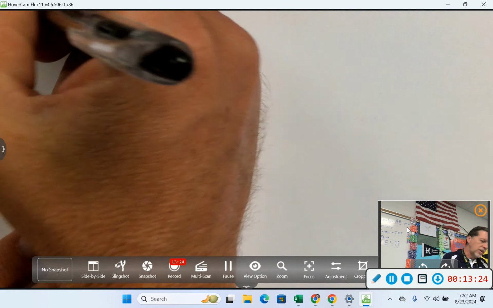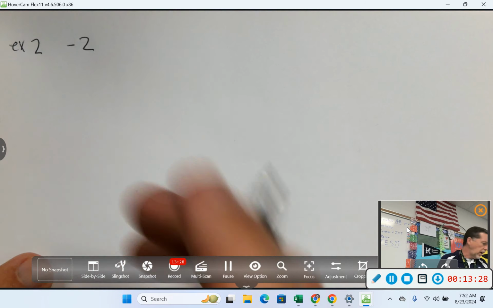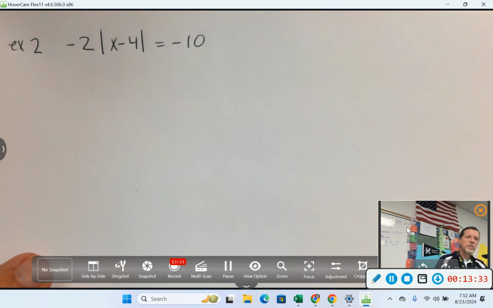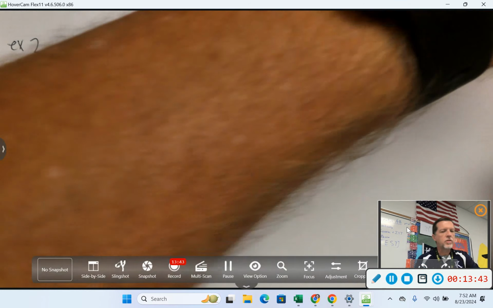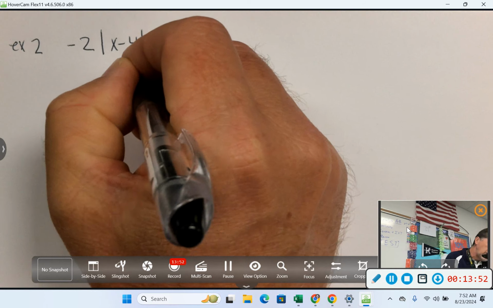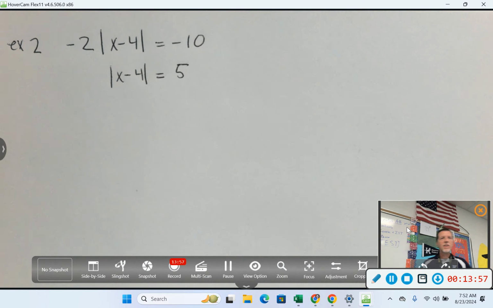I guess if that was example 1, we can call this one example 2. -2 times the absolute value of x minus 4 equals -10. All right, what do you want to do first? Yes, so what should we do to isolate the absolute value? Divide by -2. So, absolute value of x minus 4 is 5.